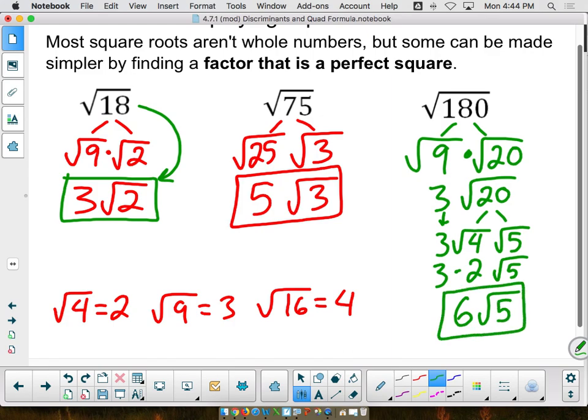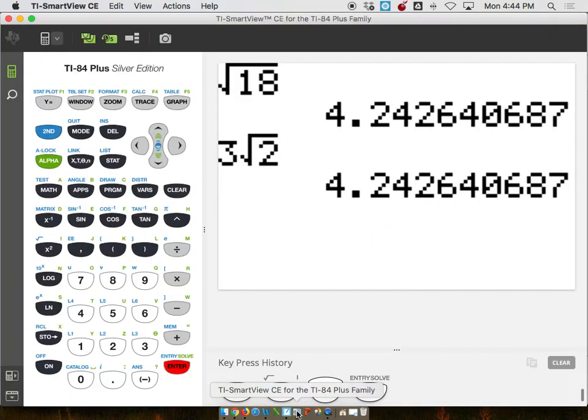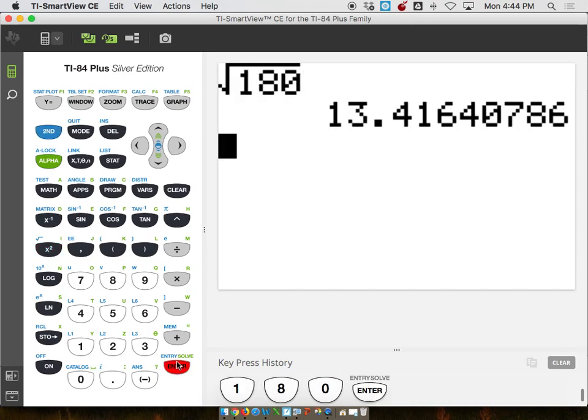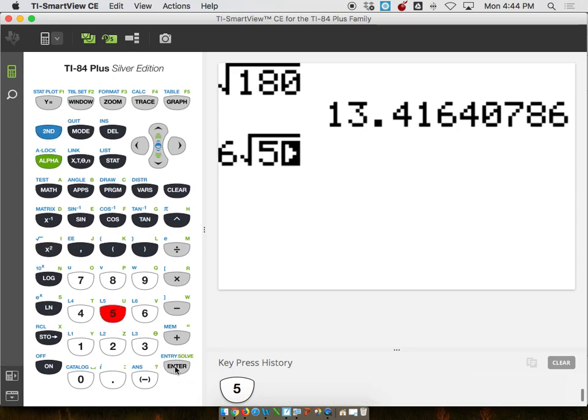And 5 can't be broken down any further, so you would break the square root of 180 all the way down into 6 times the square root of 5. And again, if we go check in the calculator real quick, the square root of 180 is the same as 6 times the square root of 5.